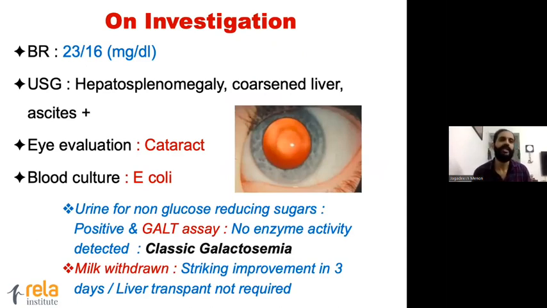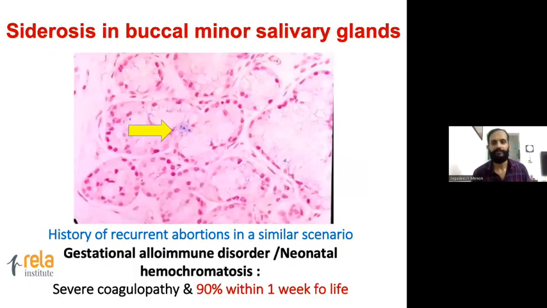On investigation, in milligram per deciliter, the bilirubin is 23 for this child. The child already has features of cirrhosis, and eye evaluation clinches the diagnosis here. We can see the oil drop cataract. A GALT assay is done, and there is no enzyme activity in the GALT assay, which speaks of classical galactosemia. The most important aspect of diagnosing galactosemia is that you can beautifully see the liver function starts reversing even within 48 to 72 hours of stopping the milk exposure.